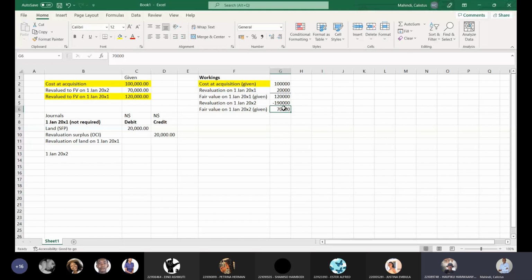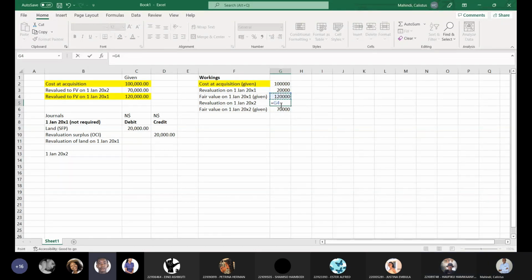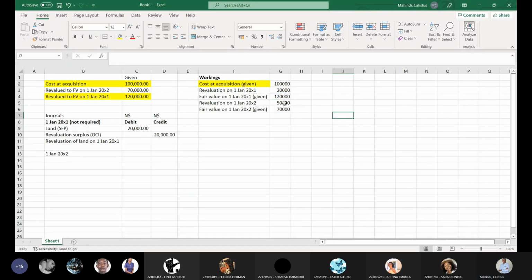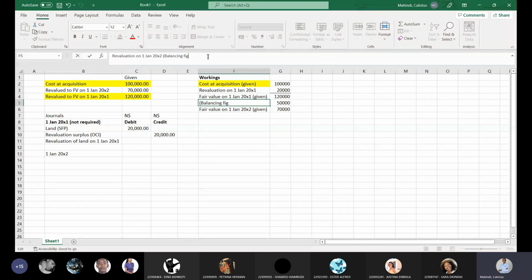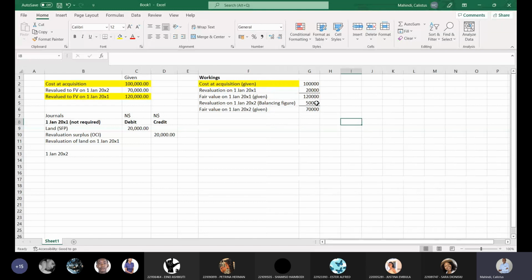Sorry. This is 120,000 minus that. That's 50,000. Okay. So we have a revaluation on 1st of January 20x2, and this is a balancing figure. So it's a downward revaluation, which we can consider a revaluation expense. Let me just do it this way.